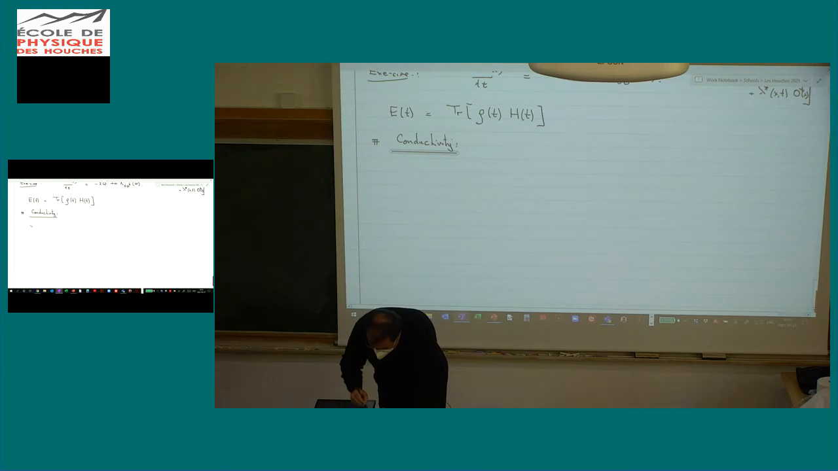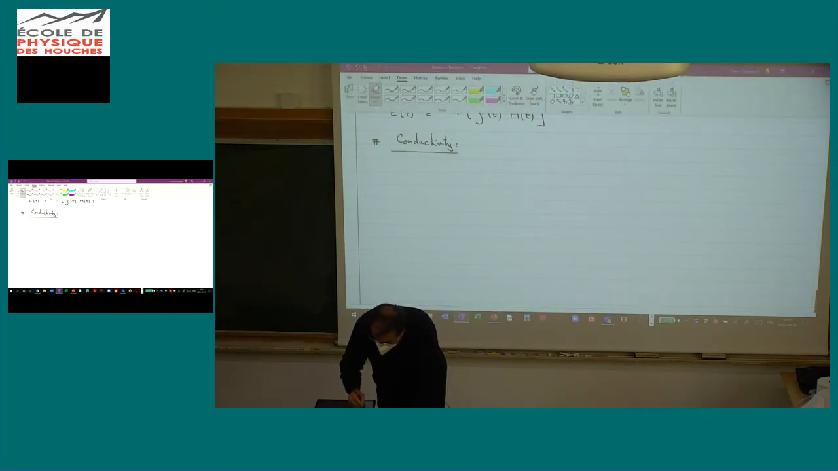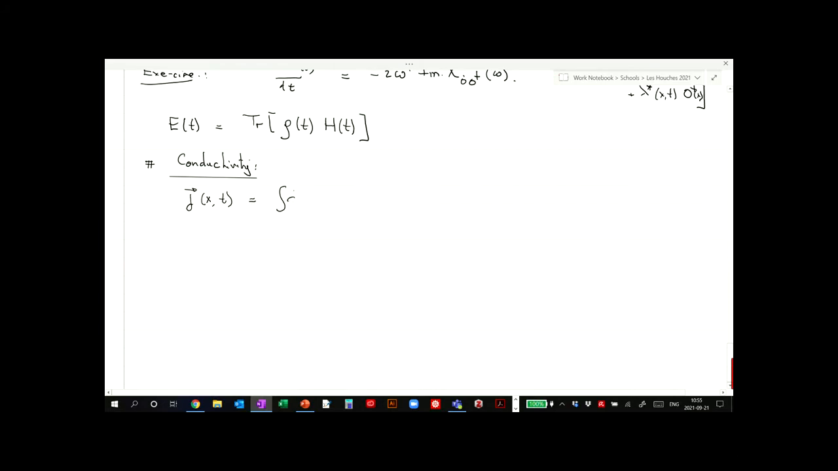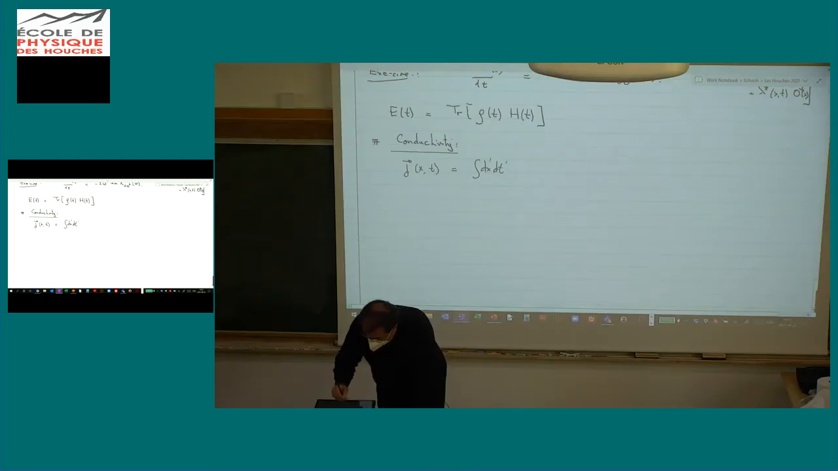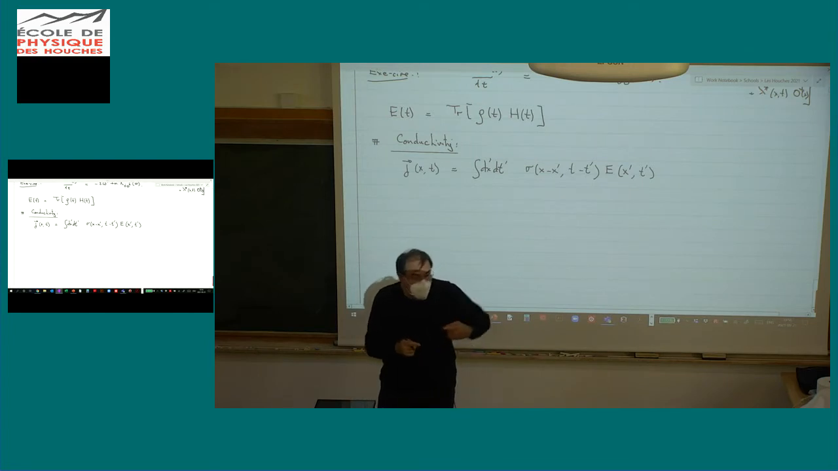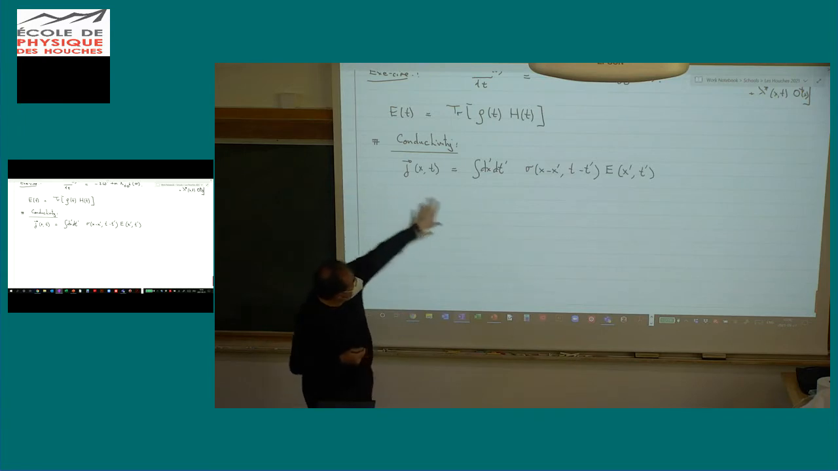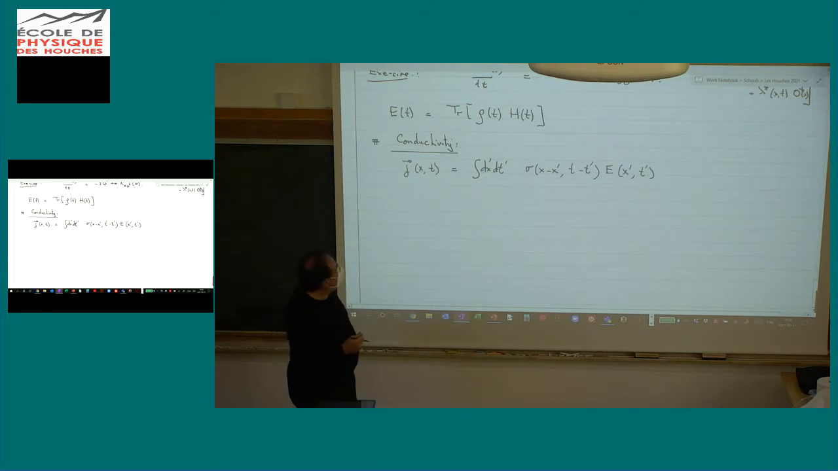Because the conductivity, I remind you loosely, is essentially J, let's say at some point x and at time t, related by, again, the usual integral over x prime and t prime to the perturbation here, which is the electric field at point x prime and t prime. So you put an electric field in the system, and this induces a current in the system. And of course, in frequency and momentum, this is a diagonal expression, so that's why we'll stay in frequency and momentum. It's much more convenient.